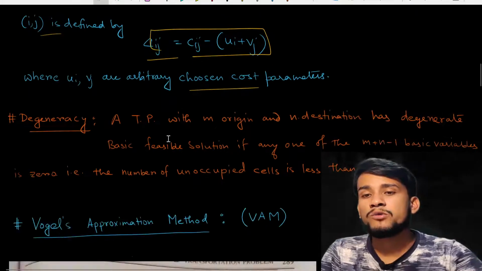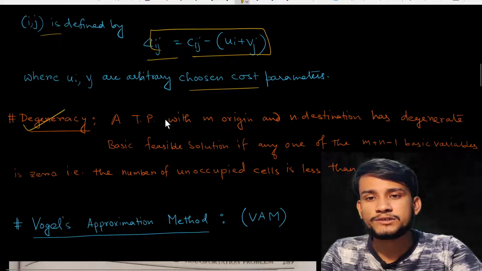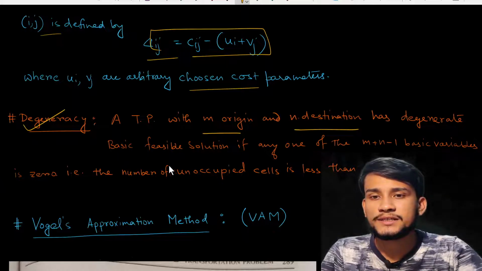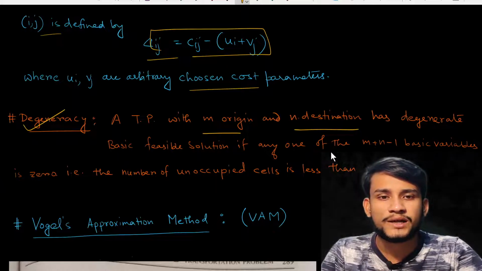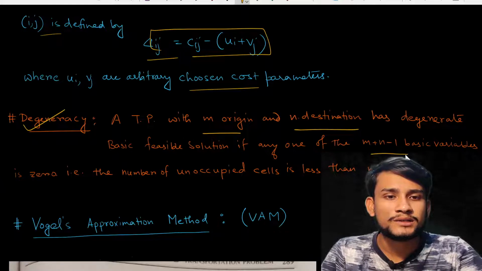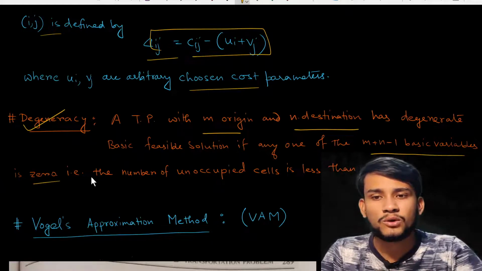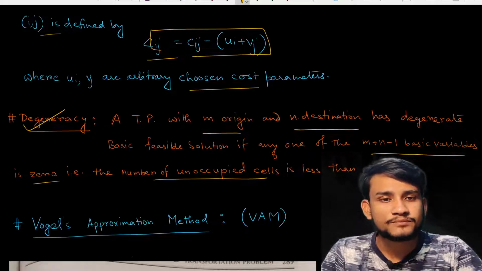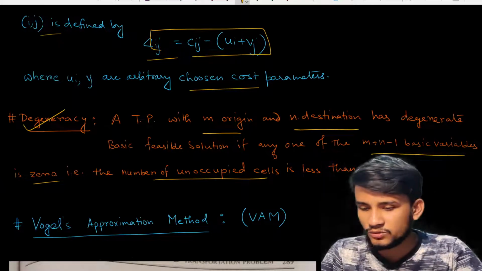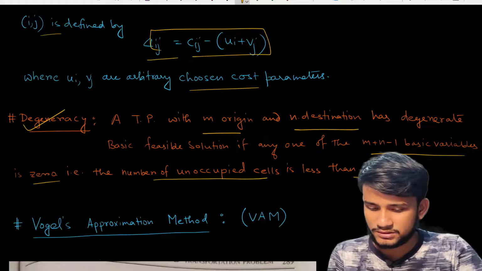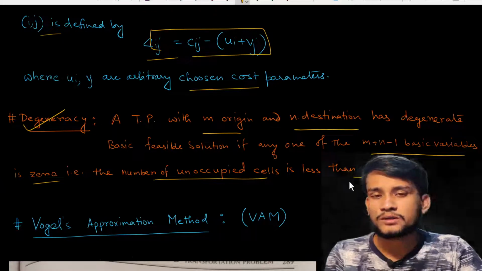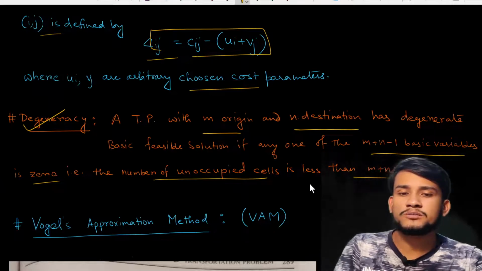One more important thing is degeneracy. A transportation problem with m origins and n destinations has a degenerate basic solution if any one of the m plus n minus 1 basic variables is 0, that is, the number of occupied cells is less than m plus n minus 1. So this is the solution of the degeneracy.